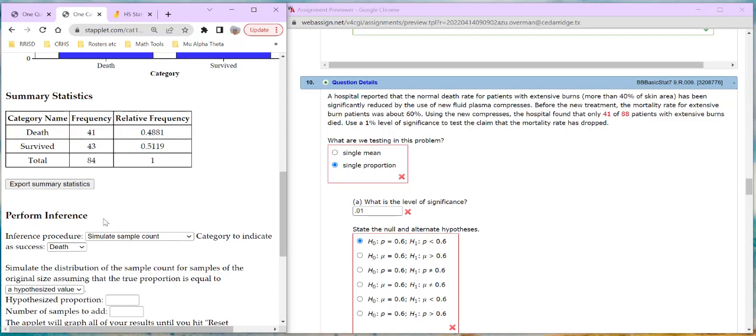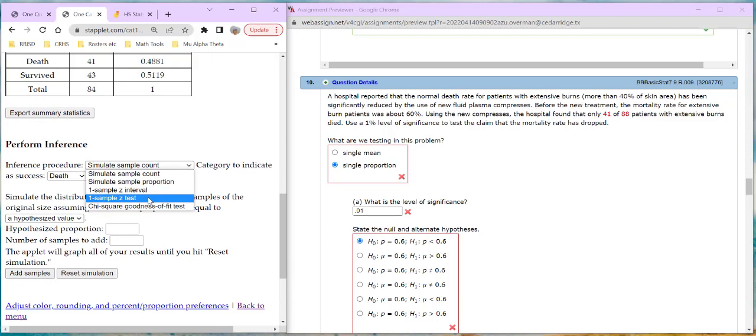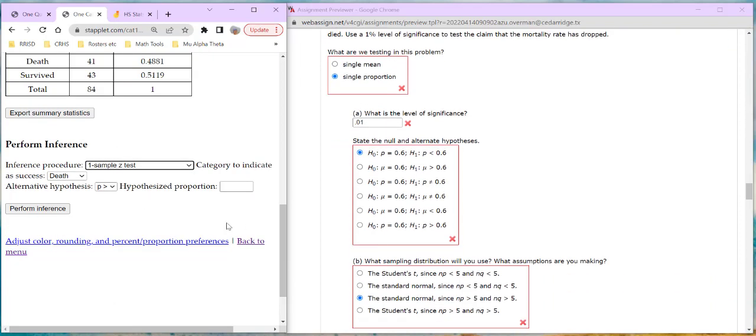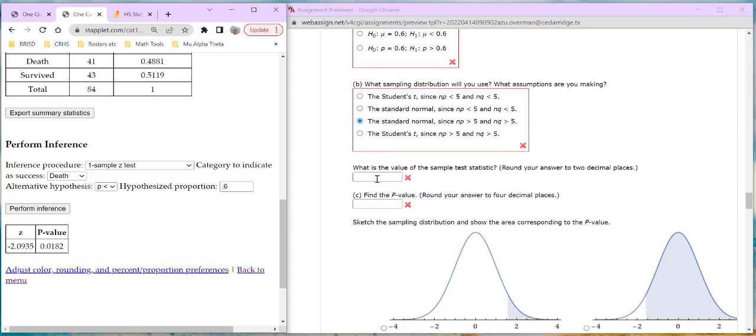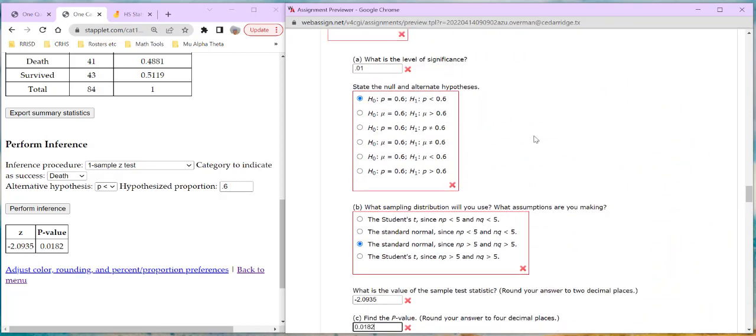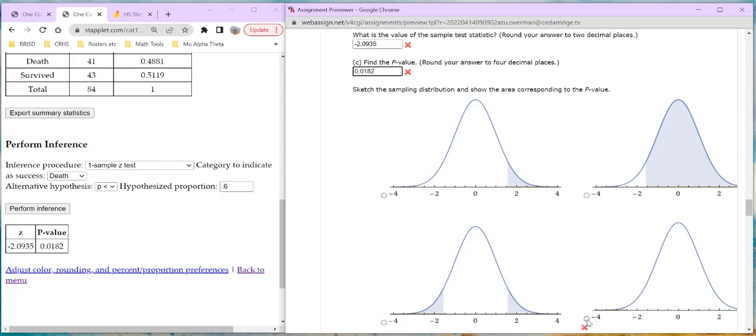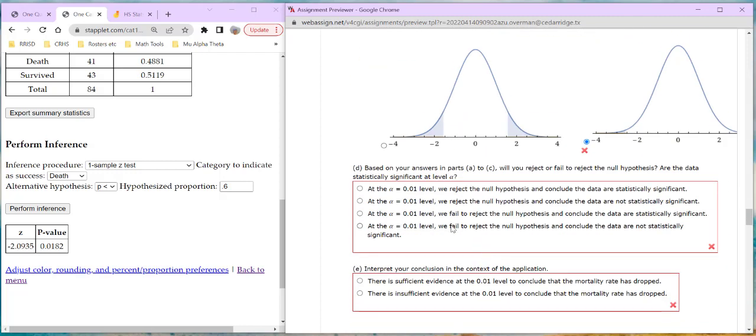All right, and then we come down and we're going to do a one-sample z-test. And we want to make sure it matches our hypothesis right there. We want less than. Make sure you go down and then you put that 0.6. Make sure the direction's right. And there we go. Value of the test statistic, negative 2.0935, 0.0182. And we're doing less than. Always look at the alternate. So I want the shaded area on the left. This one's right. That one's too big a right. This one is two-sided.